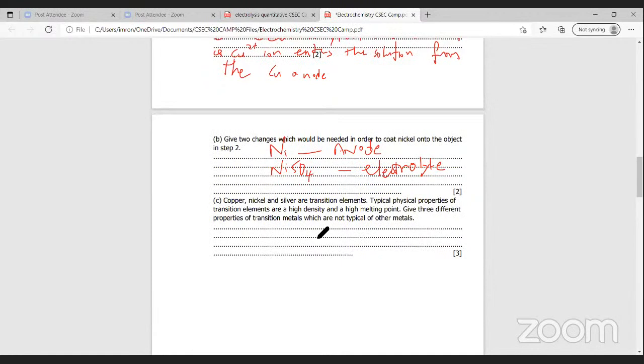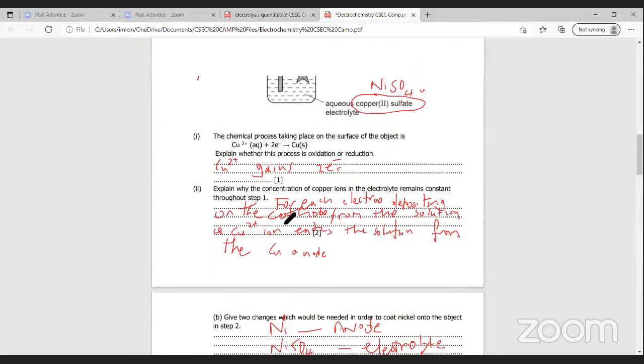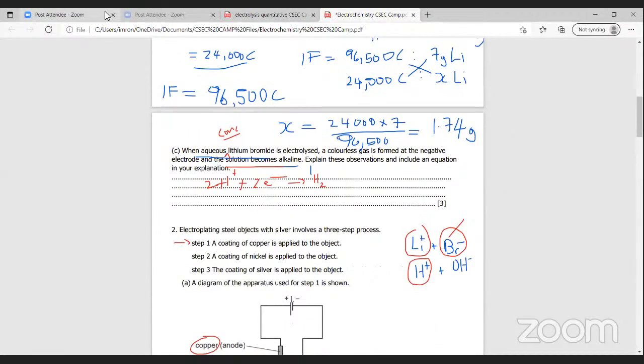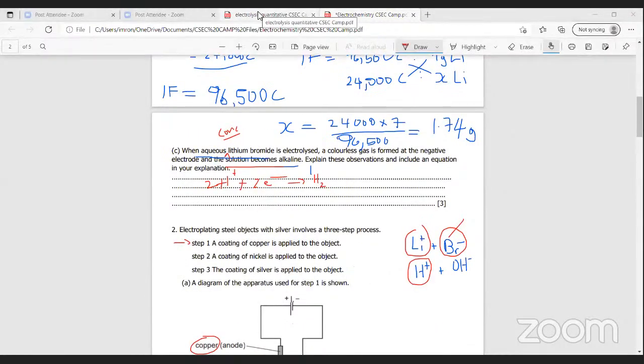Okay, final part of the question. Copper, nickel, and silver are transition metals. Oh, no, this is beyond you. All right, let's go to another.